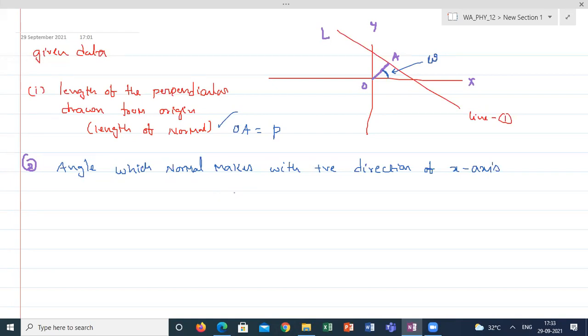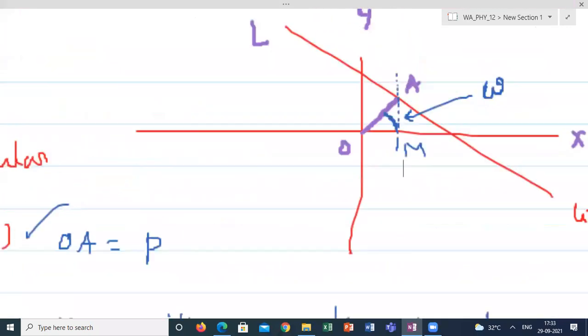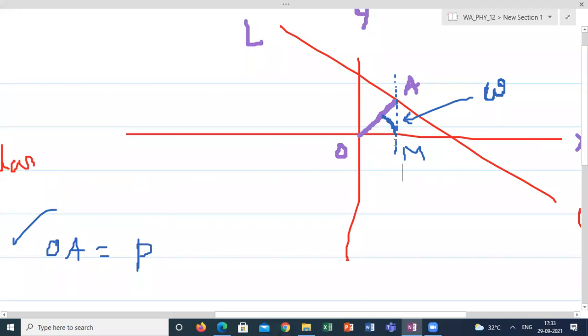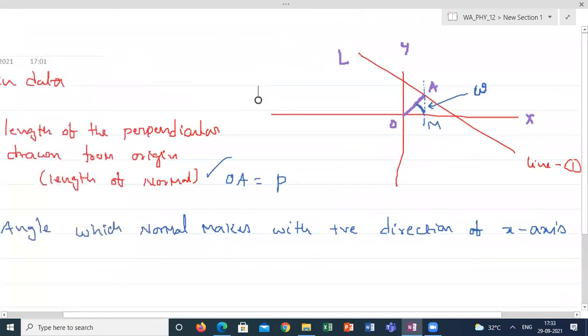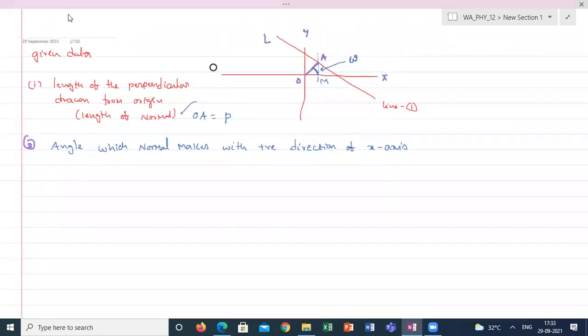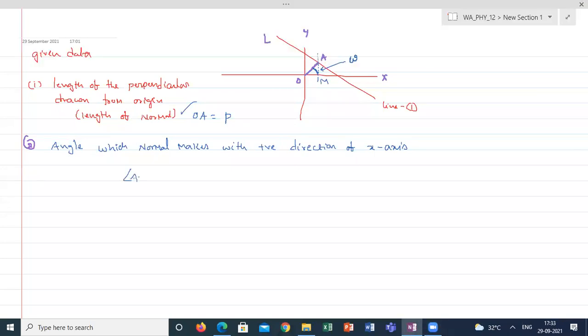Now, suppose I am taking a vertical here, meeting at M. I draw a very small diagram. I will zoom in on this one to understand. Yeah, now it will be easy to understand. So M is given, AM is drawn. So angle AOM is omega. Angle AOM is omega. So hope you are clear. These two data I am having.